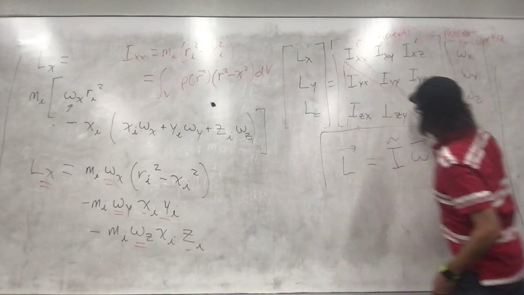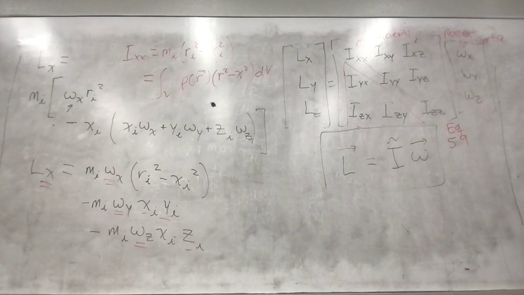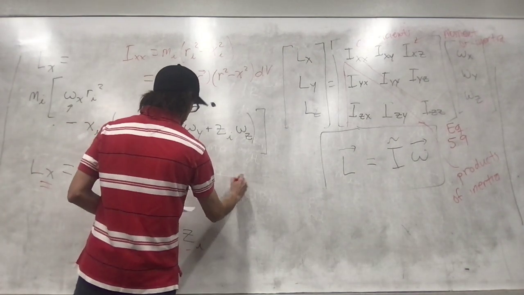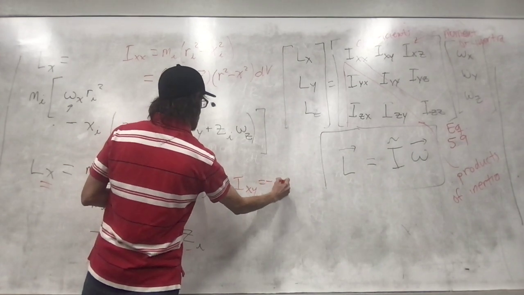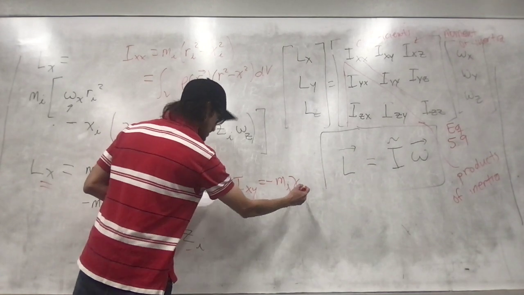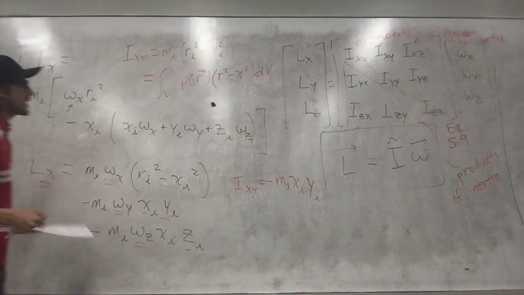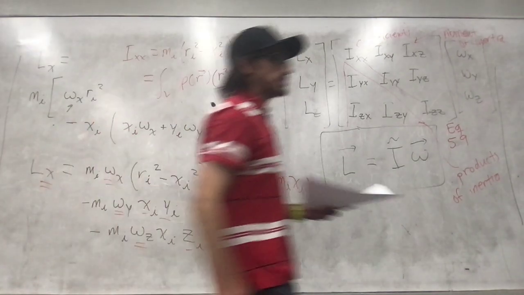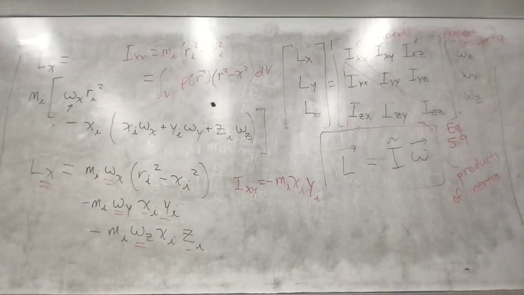And the rest, the off-diagonal, they're called products of inertia. And they look more like this one over here. So, for example, xy is minus m_i x_i y_i. And here you will have an integral representation also. And the name that you will typically hear for this thing is the moment of inertia tensor. It is a tensor of degree 2, so it's a matrix. And it is an operator. So I guess all of those names are correct.